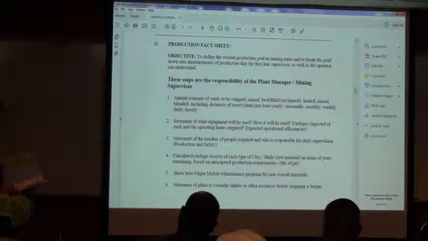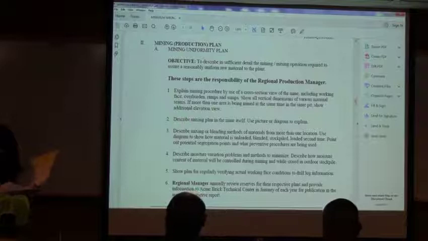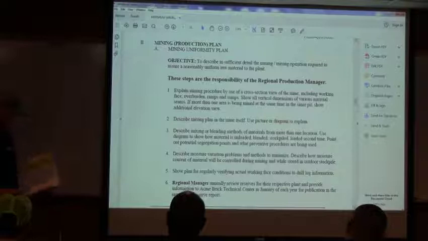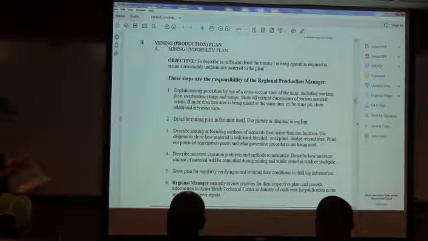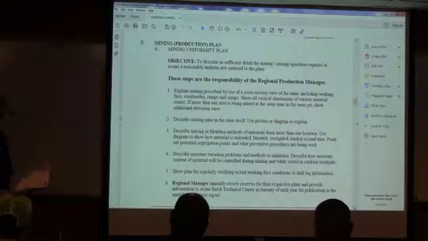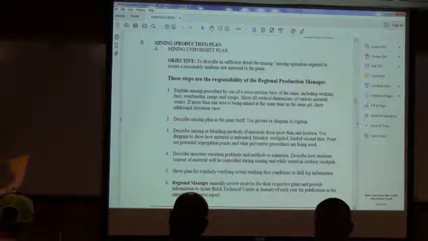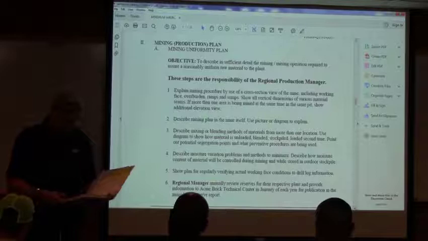Going down a little bit, mining production plan. The mining plan, the objective is to describe in sufficient detail the mining and mixing operation required to assure a reasonably uniform raw material to the plant. That's pretty self-explanatory. I kind of dropped on down to number three there. Describe the mixing or blending methods of material.